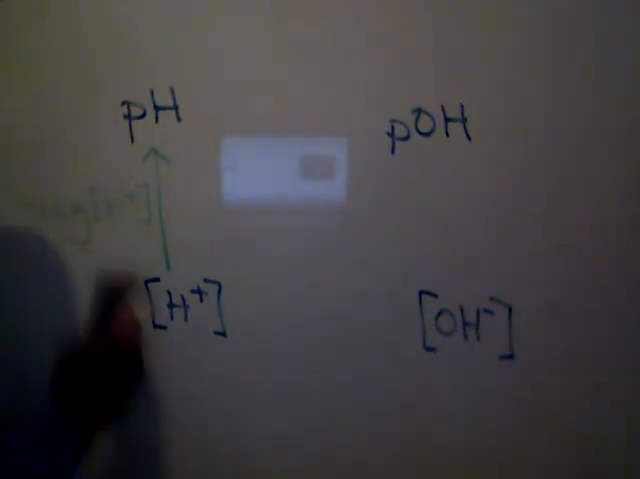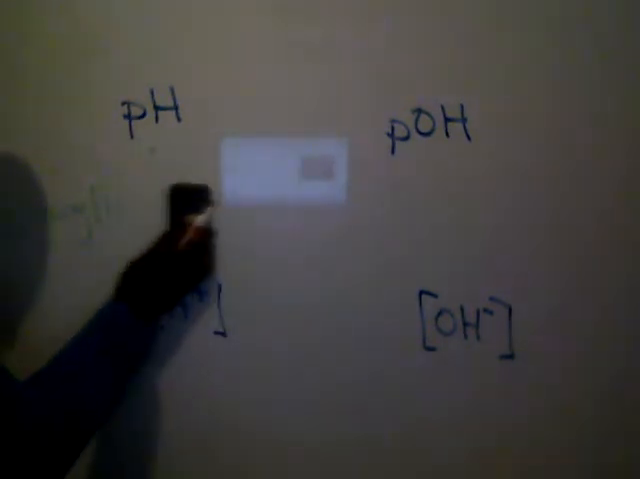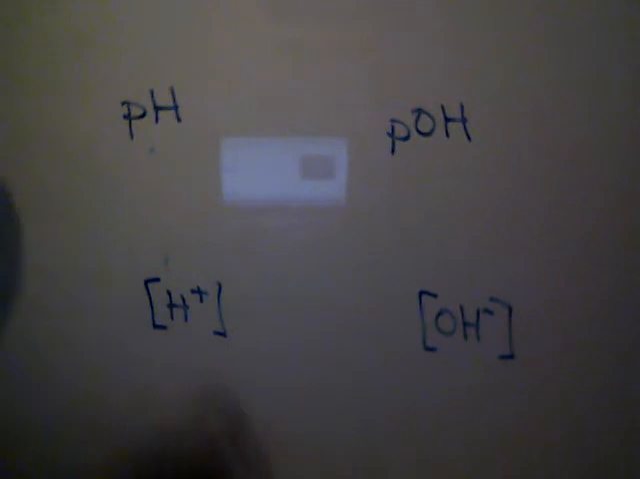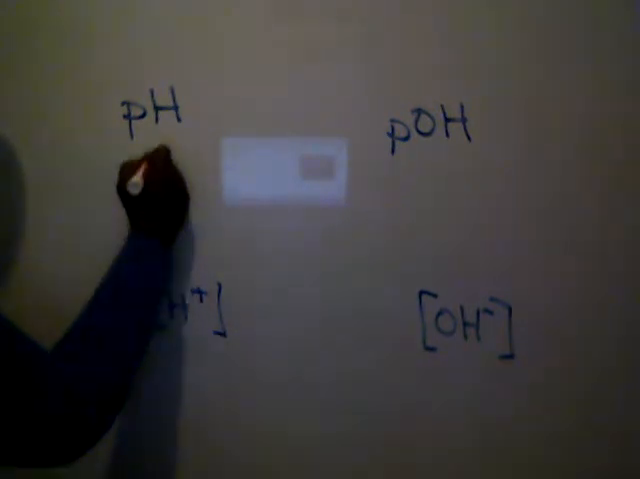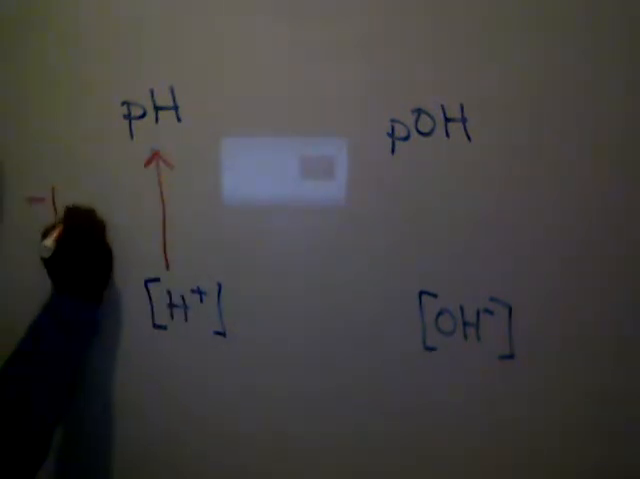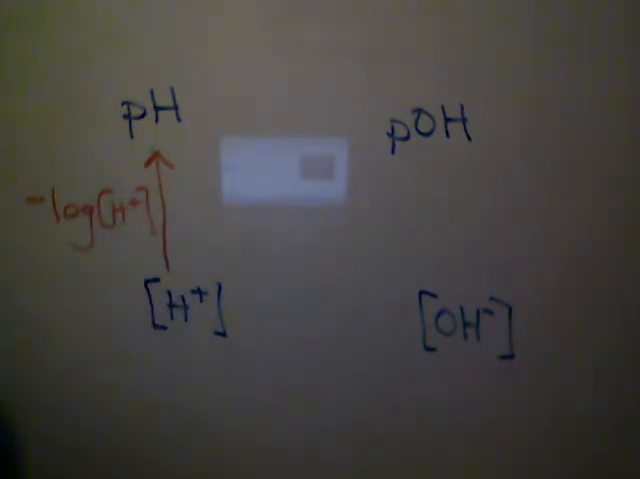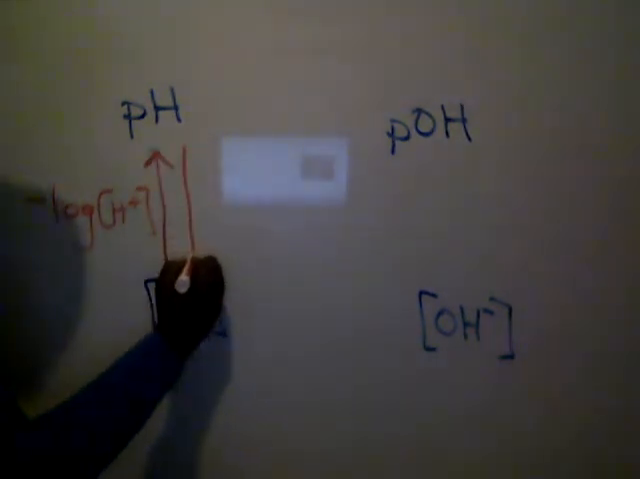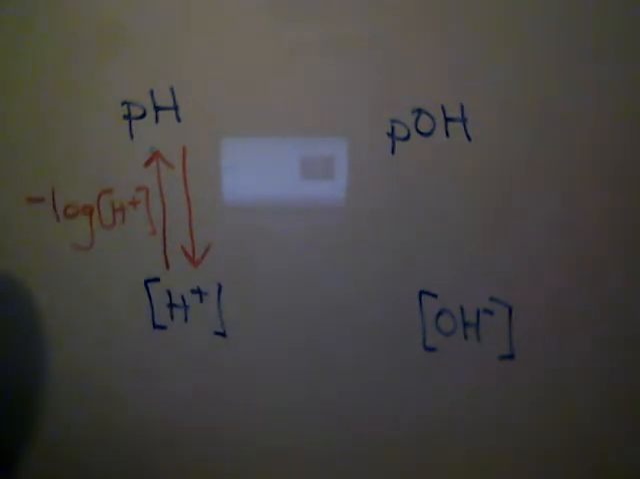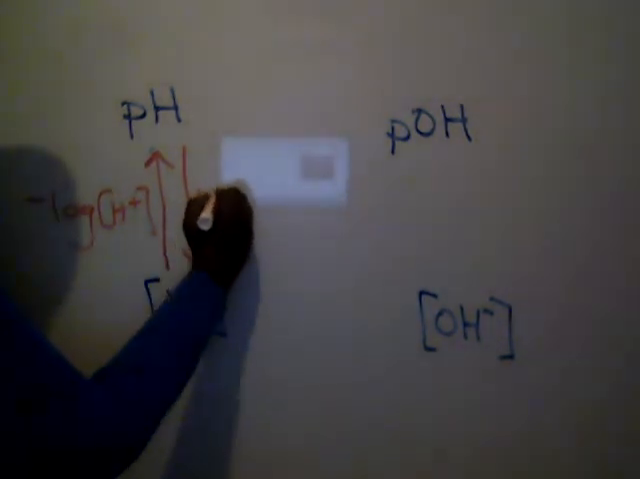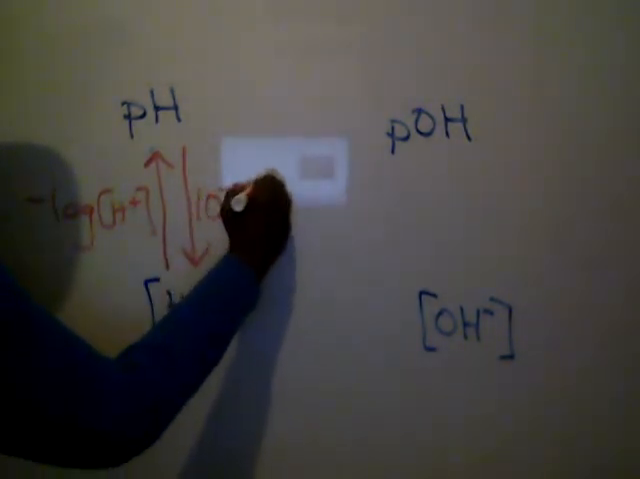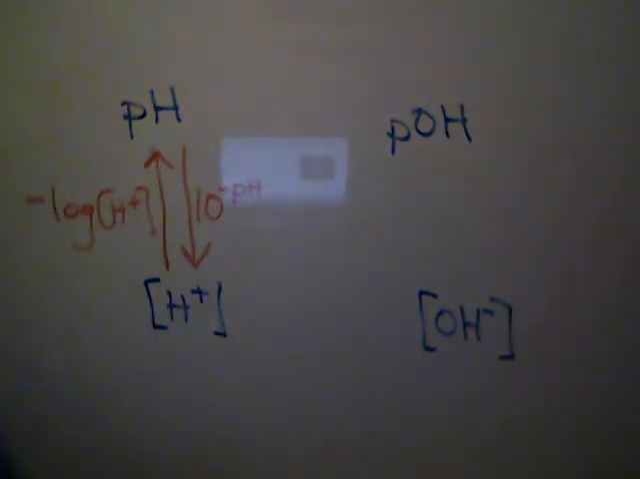So if we're given the hydrogens and we want to find the pH, in other words, we want to go in this direction, we just do negative log of the amount of hydrogens. If we want to go backwards, let's say you're given the pH and you want to find the amount of hydrogens, we would do 10 to the negative pH, where the negative pH is an exponent.